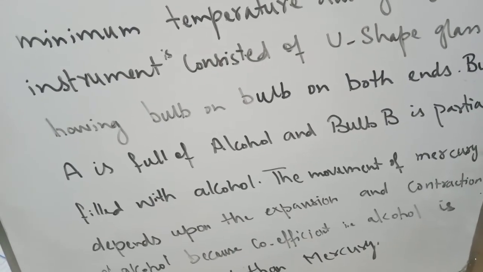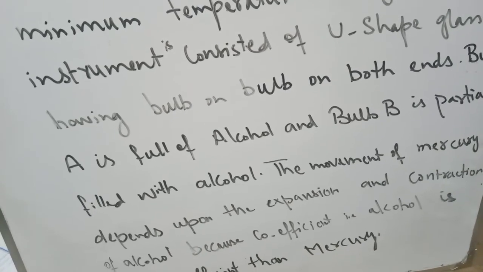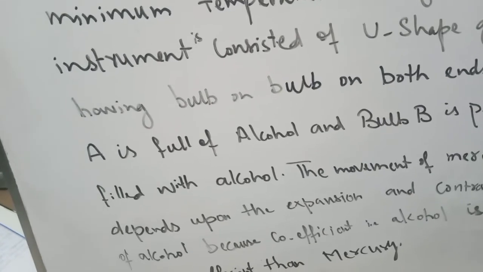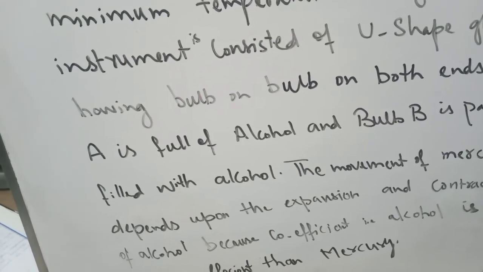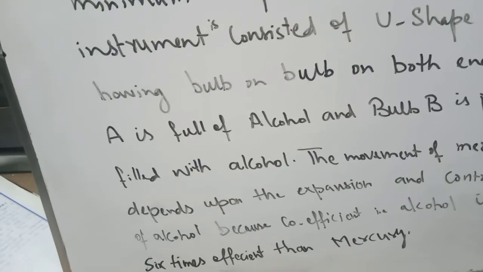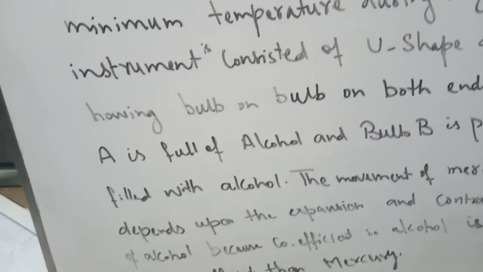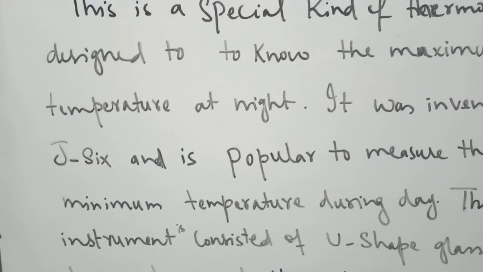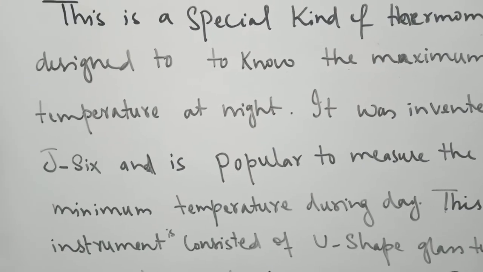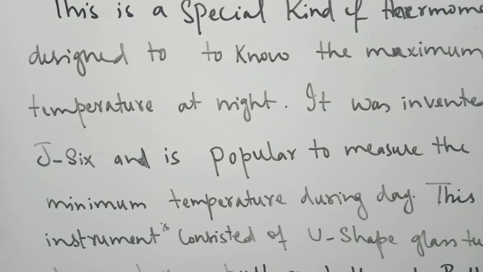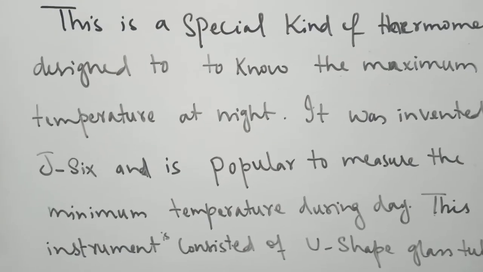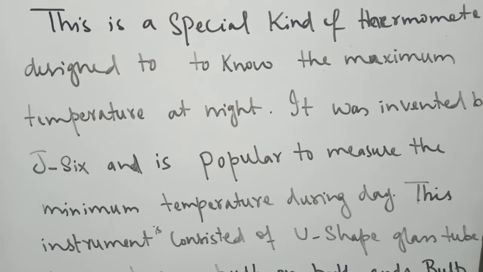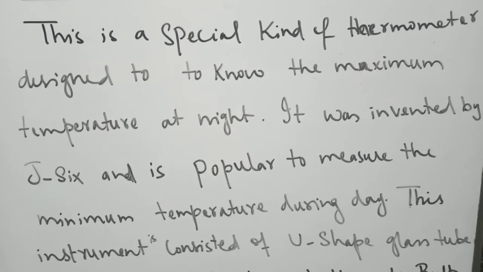So here you can see a difference in the material: alcohol has been used as compared to mercury. Mercury is also used, but the movement of the mercury depends upon the expansion and contraction of the alcohol, because the coefficient of alcohol is 6 times more efficient than mercury. So that's the reason we are able to record the maximum temperature during night time and the lowest during daytime using this thermometer, because alcohol has been used, which is 6 times higher in efficiency as compared to mercury.